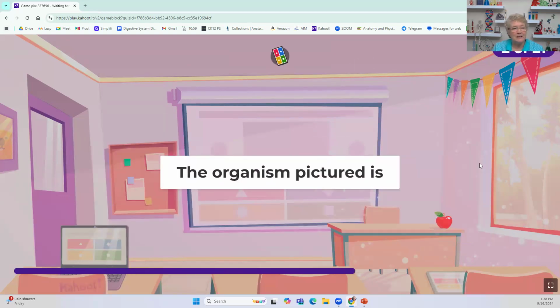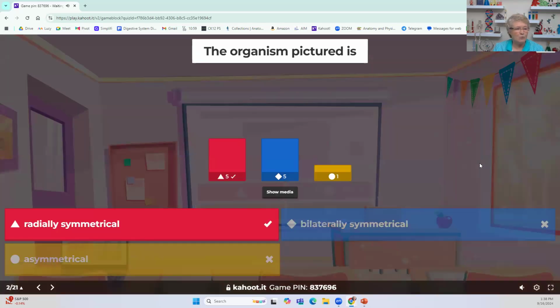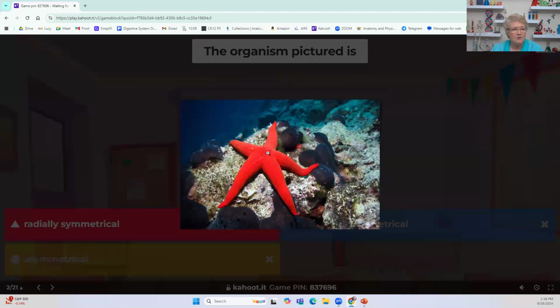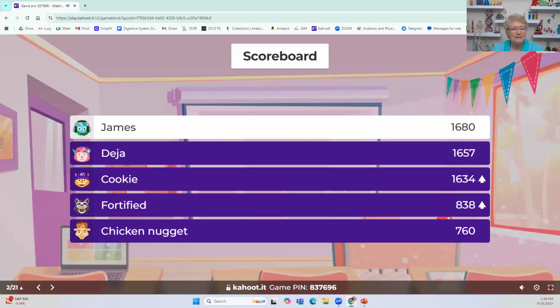The organism pictured is radially symmetrical. So remember, radially means there are multiple places along that axis that you can draw a line. You could draw a line here, here, here, or here, and it would be roughly the same, roughly mirror images anywhere that you draw that line. All right, Cookie moves into third place.